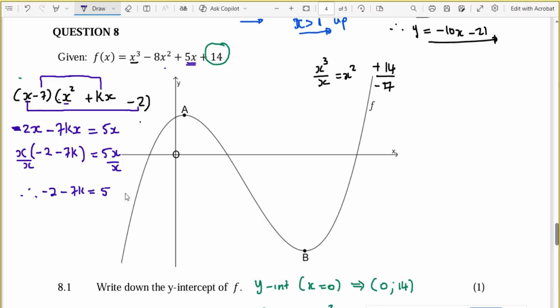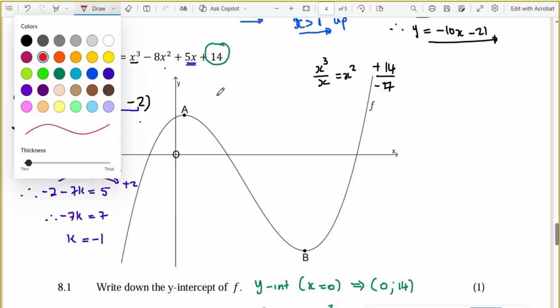Therefore, let's move the 2 to the other side. This will give us minus 7k to be 7. You understand? Because the 2 comes this side to be plus 2. Then if you divide both sides by that minus 7, this gives us k to be negative 1.